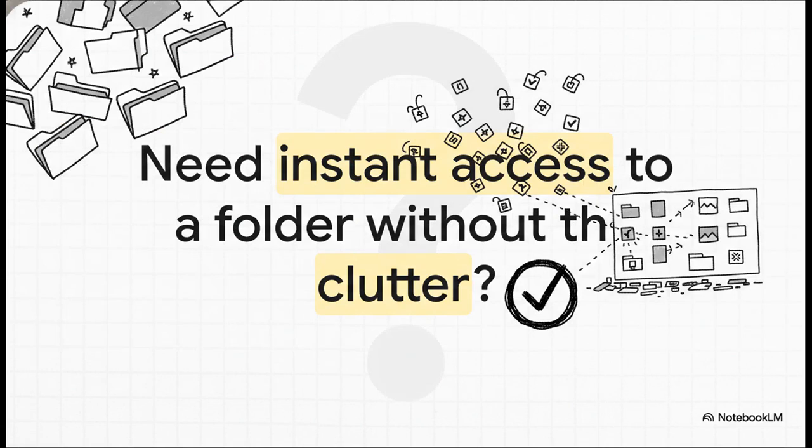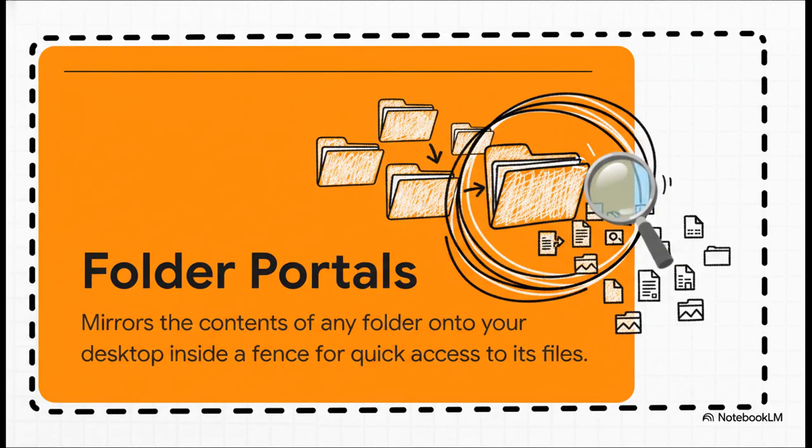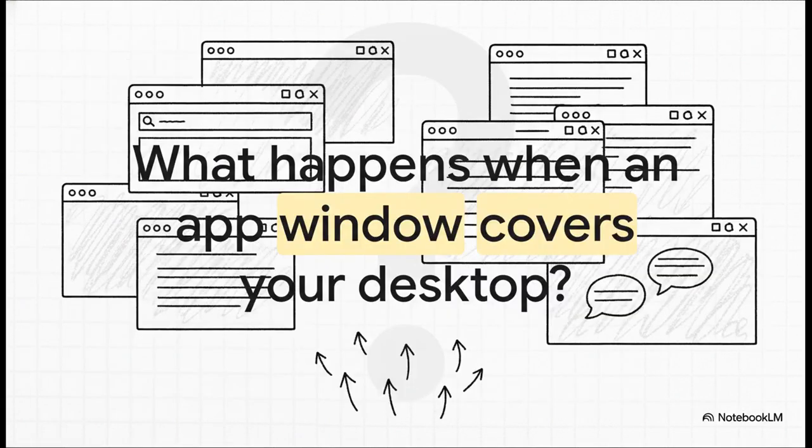Okay, here's another headache we all have. You've got that one important folder buried like 5 levels deep in your File Explorer and you need to get into it constantly. What do you do? Create a dozen new shortcuts and clutter up your desktop all over again? Nope, not with Fences. You use a feature called folder portals. This thing is a game changer. It creates a fence that's like a live window into that folder, right on your desktop. You can see all the files, open them, work with them, all without making a single extra shortcut. It is so efficient.